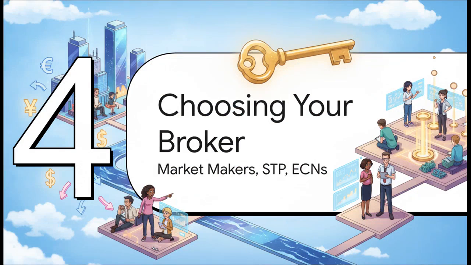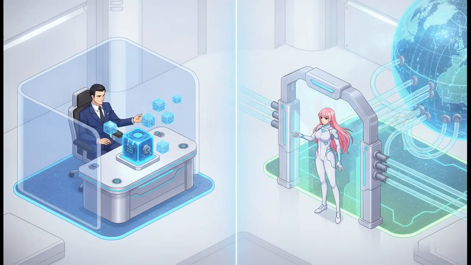Section 4. Choosing your ideal broker. Navigating market makers, STP, and ECNs. This pricing decision directly dictates your broker infrastructure. Here, we're basically pitting the dealing desk against the non-dealing desk models. A market maker acts as your direct counterparty. They internalize your trades in-house and usually offer those predictable fixed spreads we just talked about.